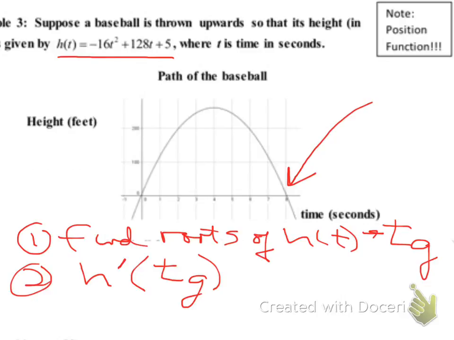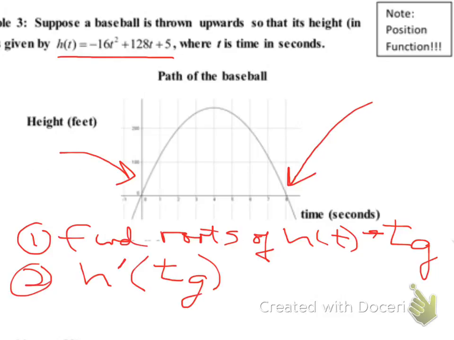Now, just a little note, when you find the roots of a parabola, you're going to get two roots. One is the root you need, and one is an extraneous root that you don't need. So you're going to have to recognize that and know that you're going to throw out the extraneous root and only evaluate the root that gives you the perspective that you want.